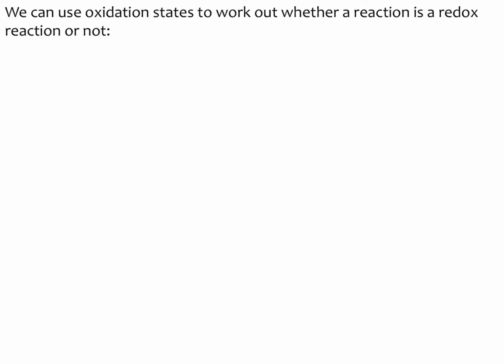Now that we have an understanding of how to calculate oxidation states, we can use oxidation states to work out whether a reaction is redox or not. We're going to use the example copper sulfate plus zinc forming copper and zinc sulfate. If we work out the oxidation state of each element before and after the reaction, we can see how the oxidation states change, and that will tell us whether the element has been oxidised or reduced.